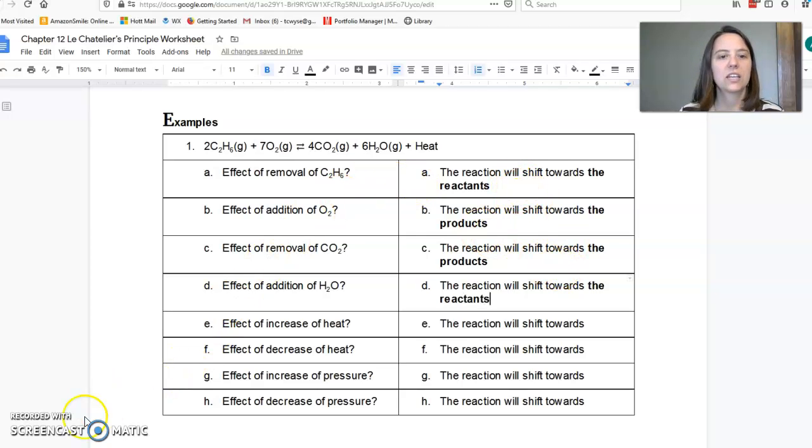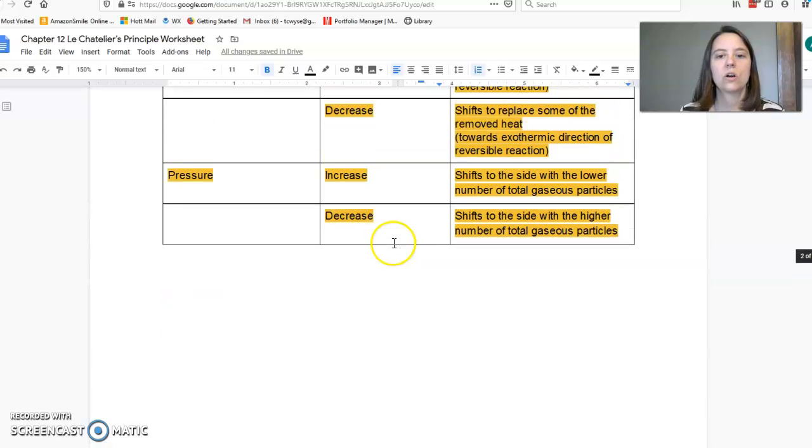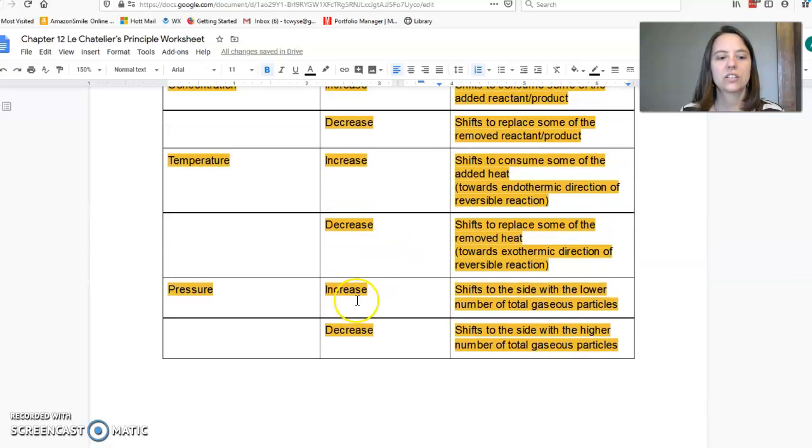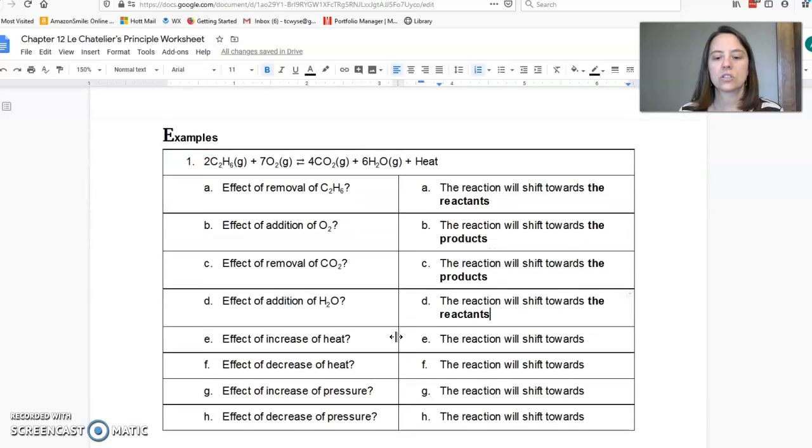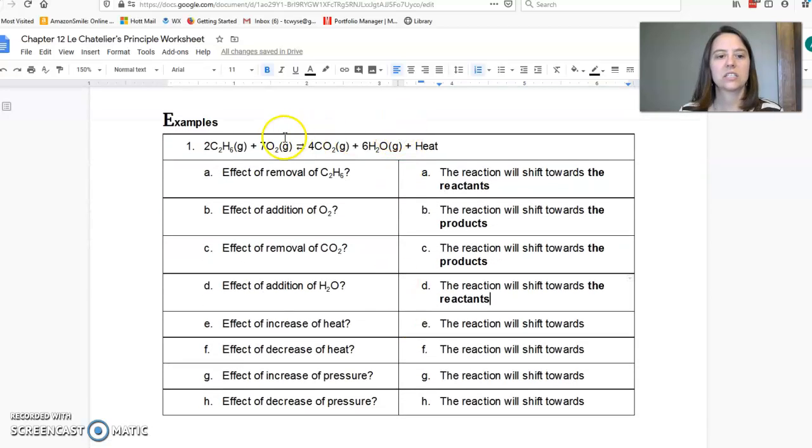Okay, increase in heat. Well, let's look up here. What is the effect of an increase in heat? It's going to try and consume some of the added heat and move towards the endothermic reaction. So let's figure out what this is. This is an exothermic reaction. So going backwards towards the reactants is an endothermic reaction. So if I add heat, it's going to shift this way towards the reactants.